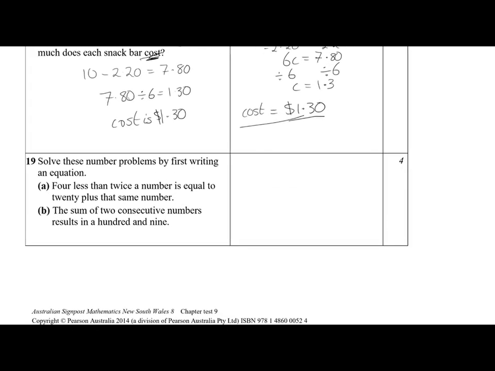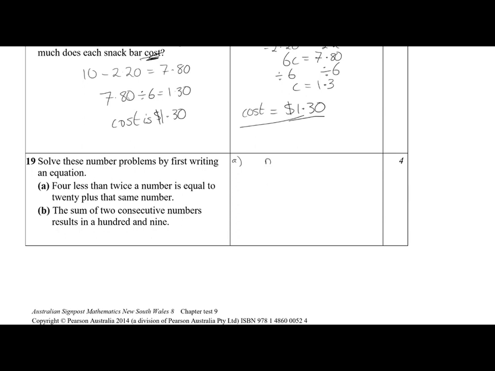Okay, so nearly there. Solve these number problems by first writing an equation. So 4 less than twice a number is equal to 20 plus that same number. Okay, so let's use n for our numbers. So part A.